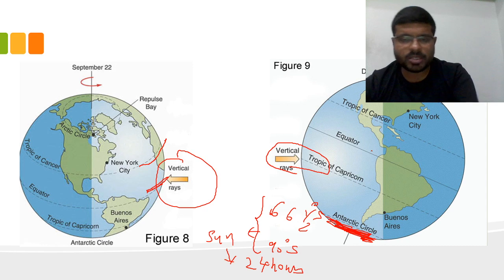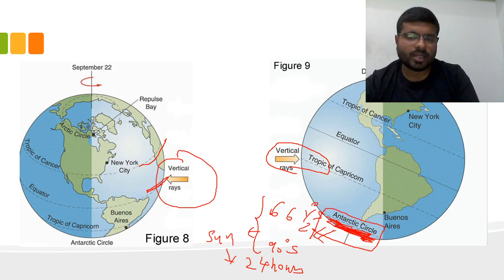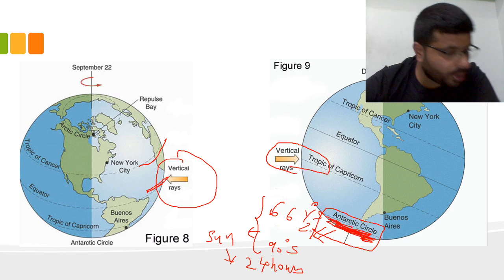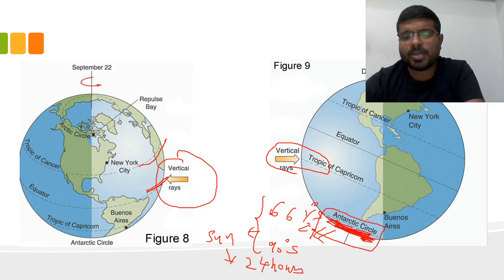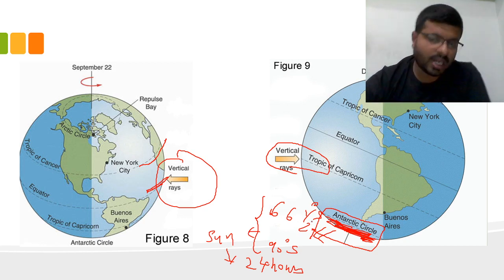As the earth, imagine this picture, figure 9. Imagine it is rotating. As it rotates, no matter what happens, this part of the earth, the Antarctic circle to 90 degrees south, will always be facing the sun. Because of which, the entire region is facing the sun, hence there are 24 hours of sunlight.